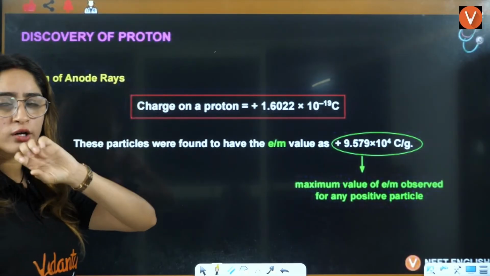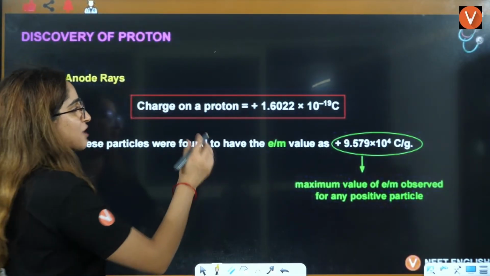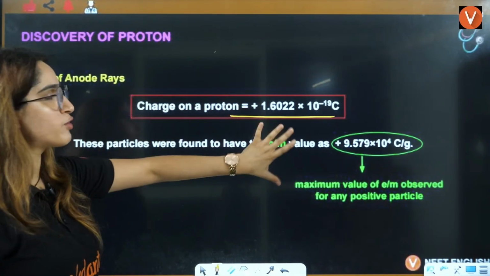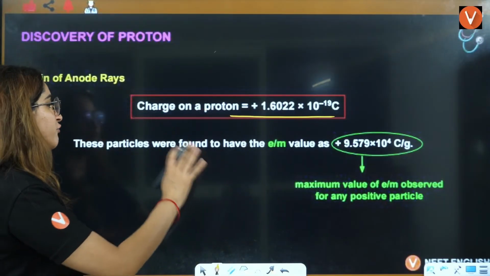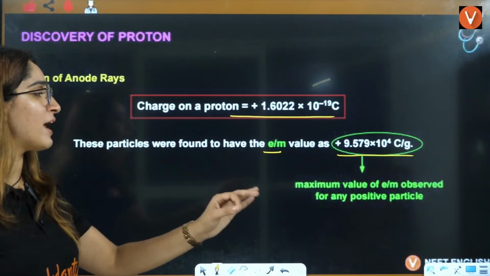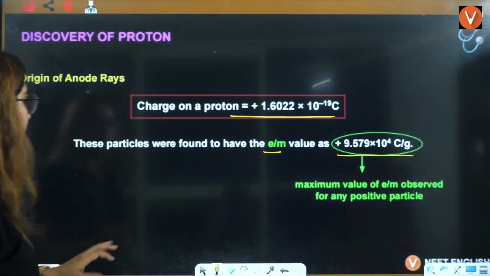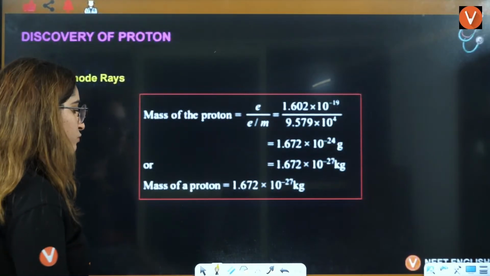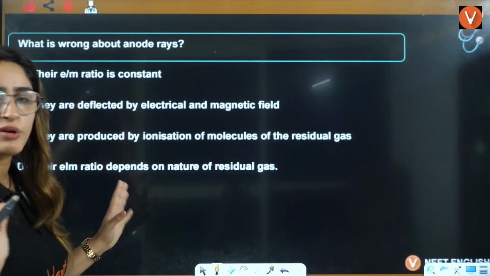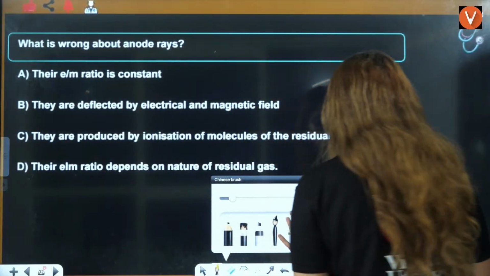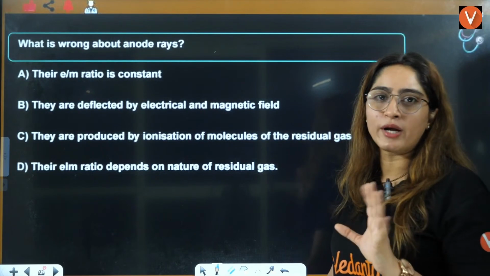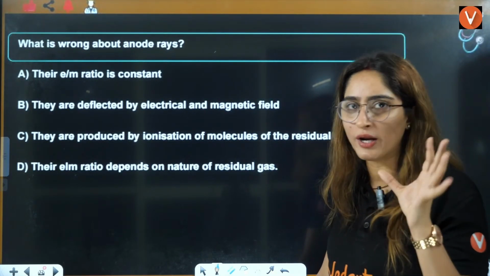Now, charge on proton was found to be opposite of charge of electron, right? Electron is minus, and here it will be plus 1.6 into 10 raised to minus 19 coulomb. And if you talk about the E by M ratio, that is found out to be this one, right? That is maximum value E by M ratio for any positive particle, right? Then after calculating, the mass was coming out to be this one, right? Now, calculations and all is not important for you. What is important for you here? That I have taught you, the concept is important and the values in the end is important. What is the charge, mass of electron, proton and neutron?